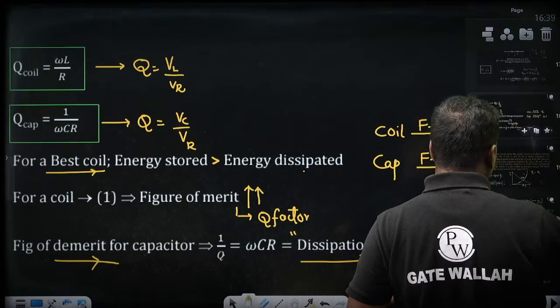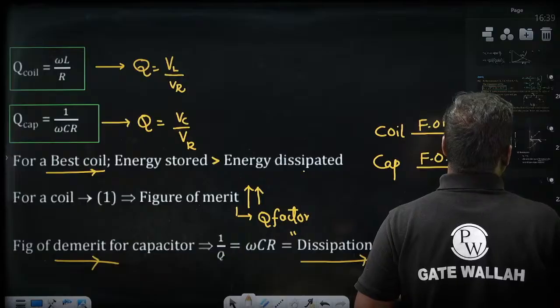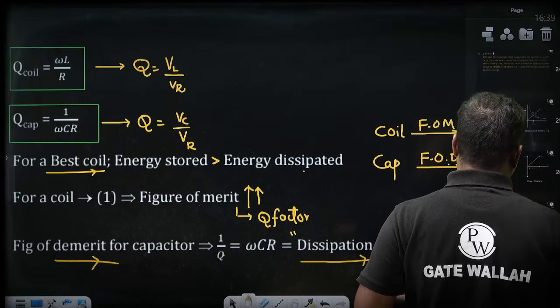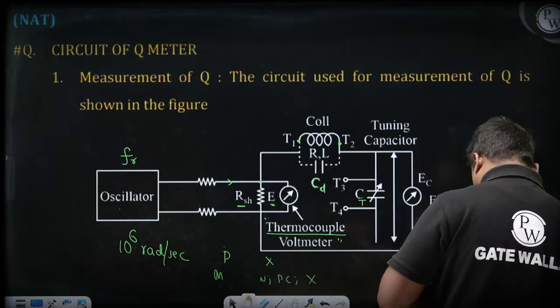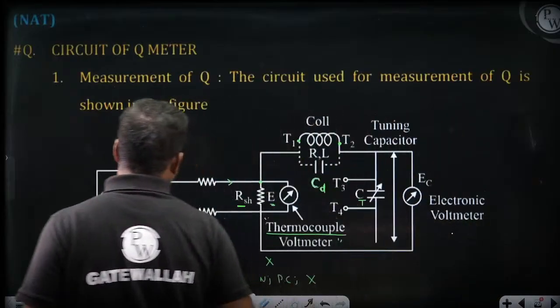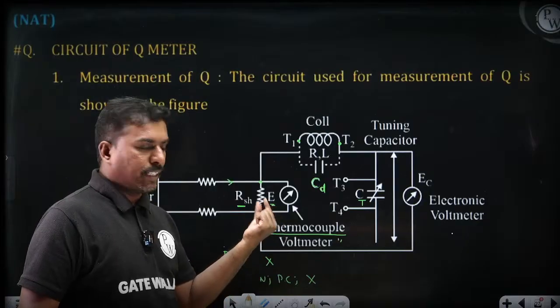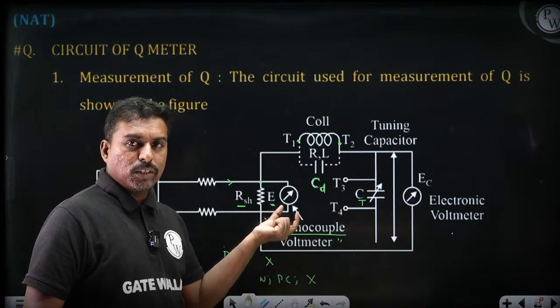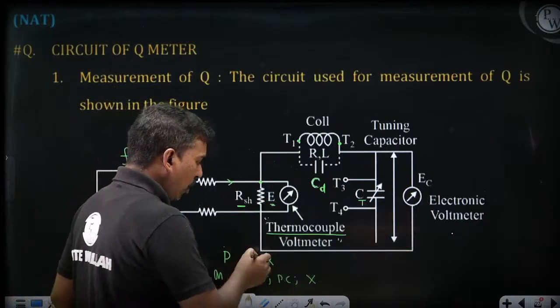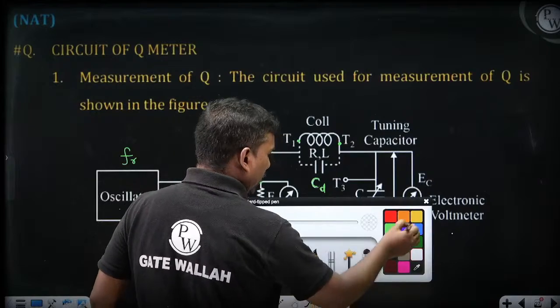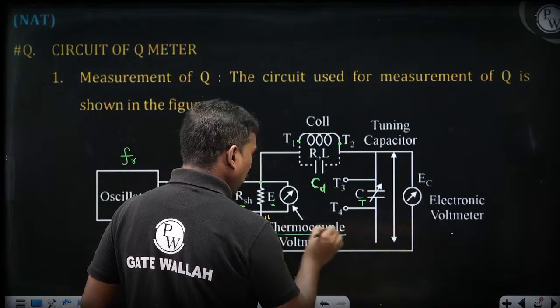This is the circuit of the Q meter. In the circuit of the Q meter, there is an oscillator. To that oscillator, we have a shunt resistance. Across the shunt resistance, we are measuring the voltage. That voltage is measured by the thermocouple voltmeter.